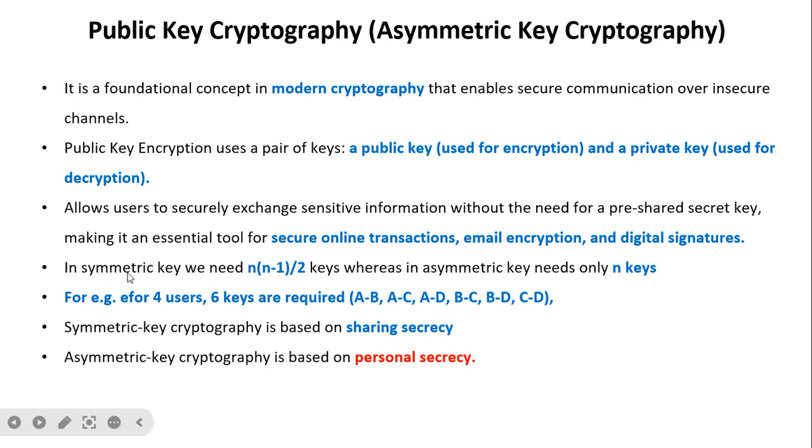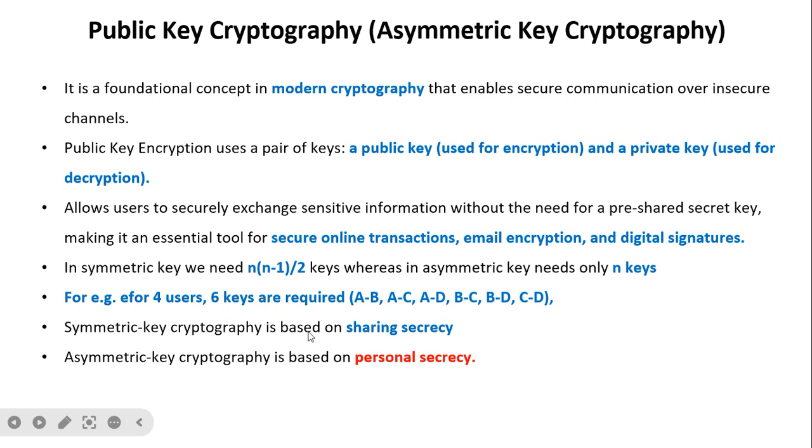In symmetric key cryptography, we need n(n-1)/2 keys where n is the number of users, whereas in asymmetric key cryptography, if n users are there, we need only n keys. For example, 4 users are there, A, B, C, D. So in symmetric key we need 6 keys, that is 4 times 3 divided by 2, which is equal to 6. Now the 6 keys are between A to B, A to C, A to D, B to C, B to D and C to D. But in asymmetric key cryptography we need only 4 keys.